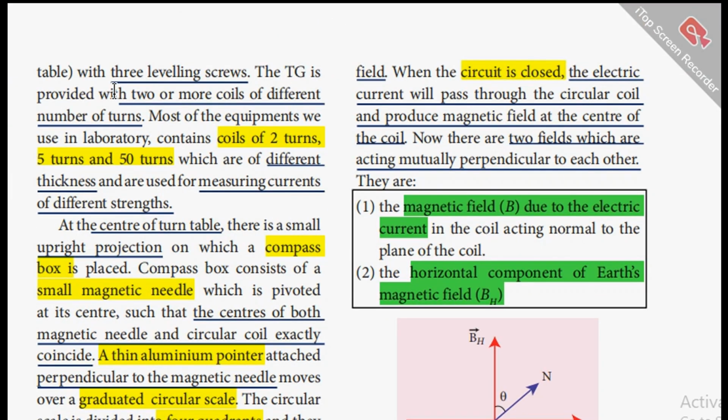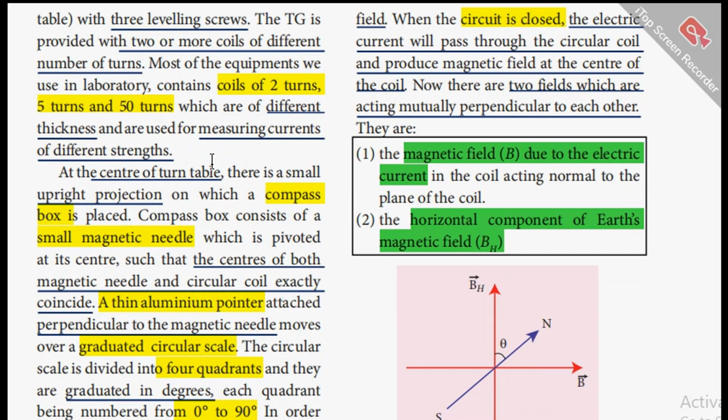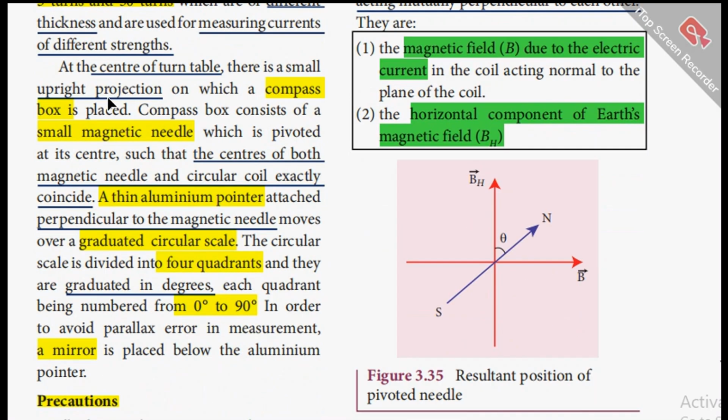The TG is provided with 2 or more coils of different numbers of turns. Most of the equipment we use in the lab contains coils of 2, 5, and 50 turns, which are of different thickness and are used for measuring currents of different strengths. At the center of the turntable, there is a small upright projection on which a compass box is placed.